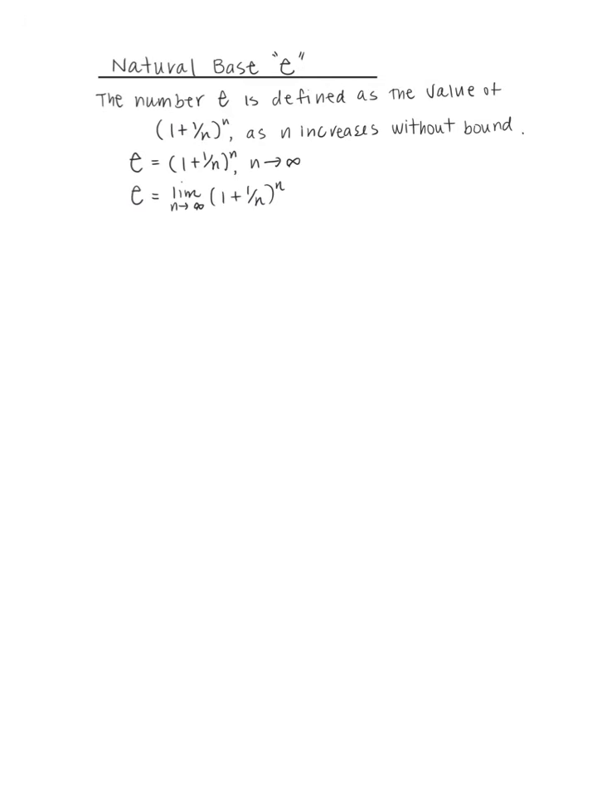Also, e to the first, which is just e, is actually a numerical value. e is approximately equal to 2.718281, and I think the next digits are 828 if I memorized it correctly. But anyways, basically e is a number. It's a decimal value, and that decimal never repeats and it never ends.